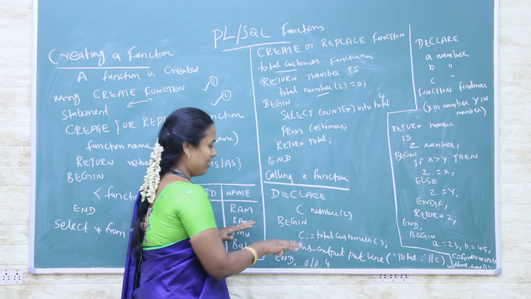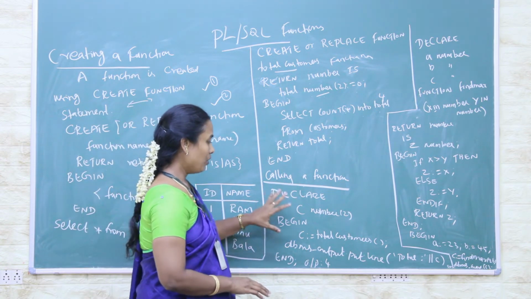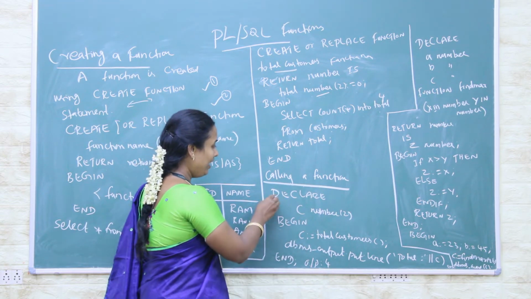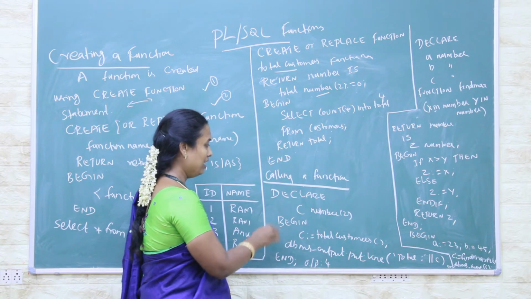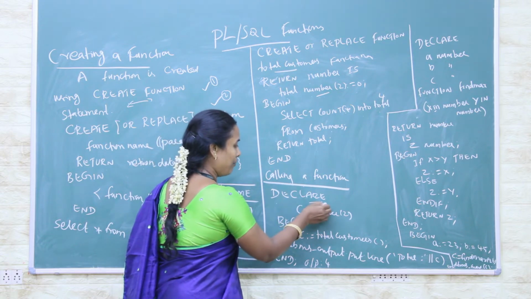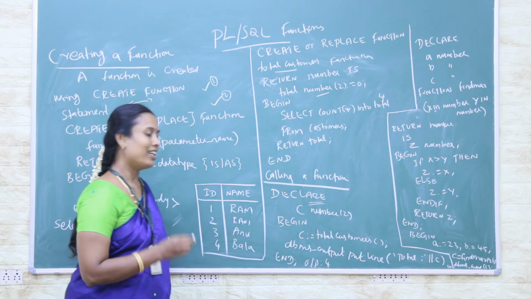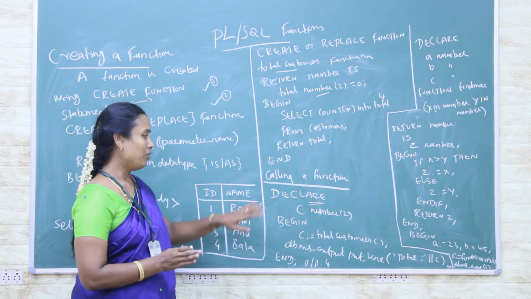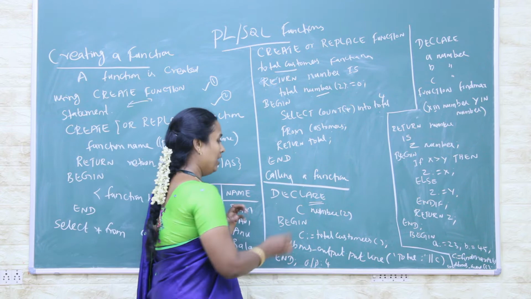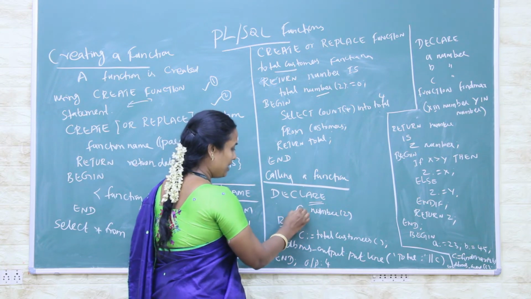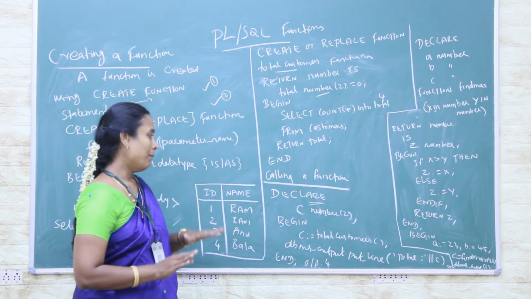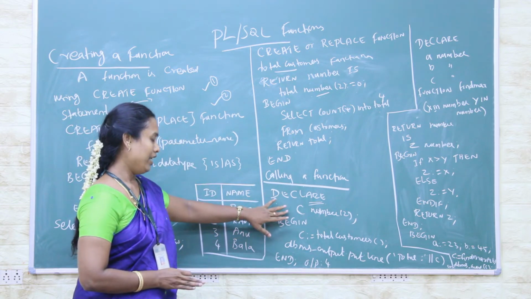So how can the function be called? You have to call the function within the Oracle PL/SQL program. So here is the program for calling the function. In the declare part, we mention the variables we use within the program. I can use only one variable, C, which belongs to the number data type.